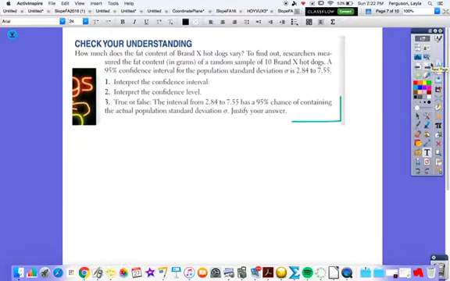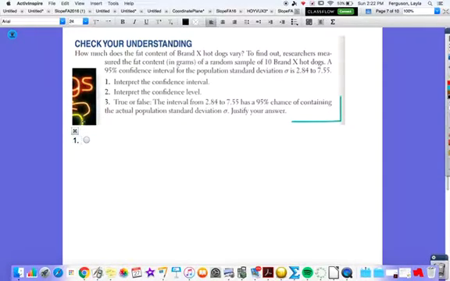Check your understanding. How much does the fat content of brand X hot dogs vary? To find out, researchers measured the fat content in grams of a random sample of 10 brand X hot dogs. A 95% confidence interval for the population standard deviation sigma is 2.84 to 7.55. Number one says interpret the confidence interval. We know that we're using 95% as our confidence.